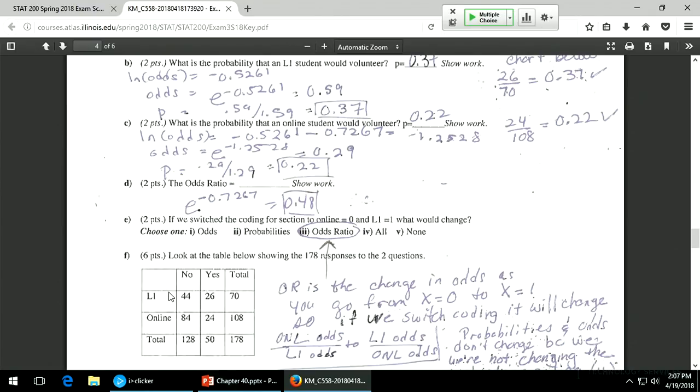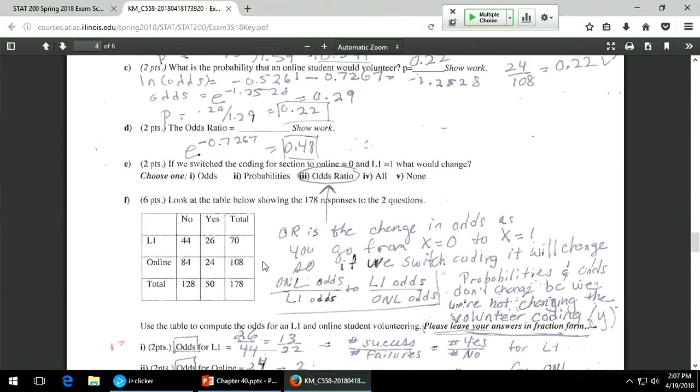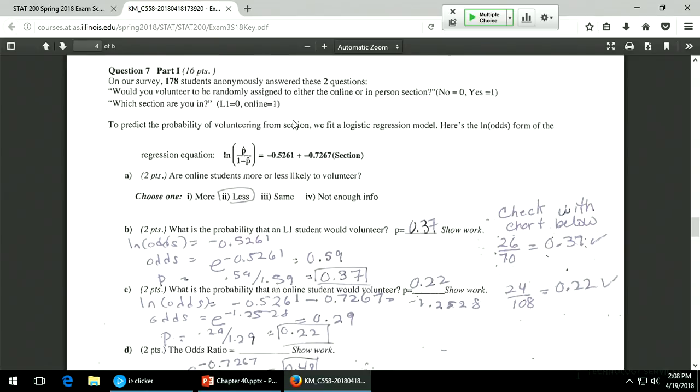We're not redefining it to say no. We're keeping the probability still meaning yes for volunteering. We're not changing the y variable. So there's no reason these probabilities and odds are going to change just when we recode them. We'll just get a different expression here that will now say if online students are less likely, we'll just change the coefficient here to positive if we change the coding. Okay? And of course, then the intercept would change too. But that's not going to change the probabilities and the odds.